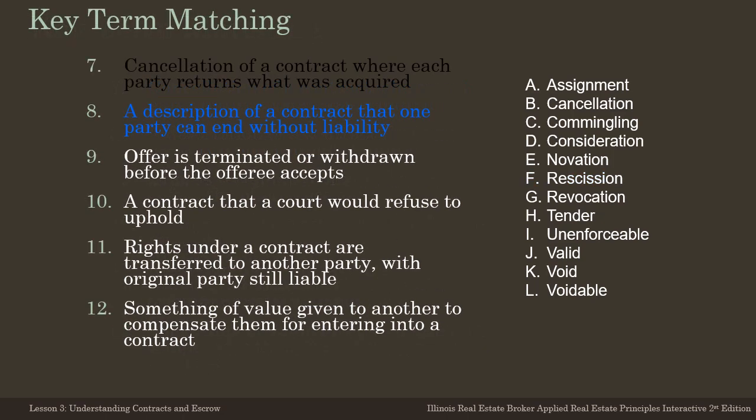A description of a contract that one party can end without liability. A description of what kind of contract can one party end without liability. That would be a voidable contract. Voidable contracts allow one of the parties, actually sometimes it can be both of the parties, but for sake of clarity, a voidable contract is one where one of the parties is able to affirm or disaffirm that contract within a certain period of time.